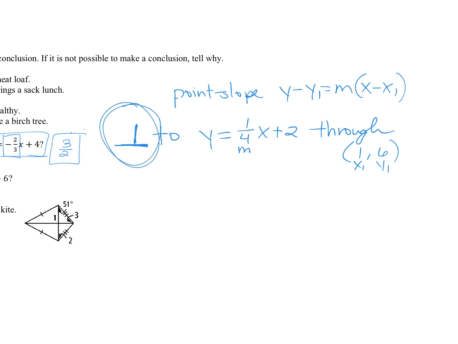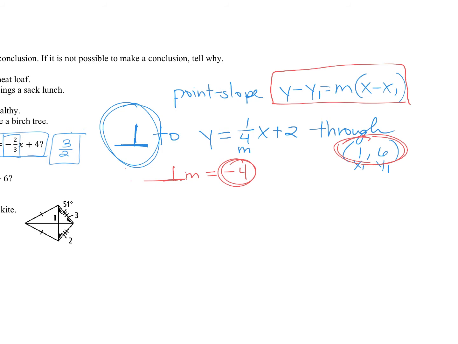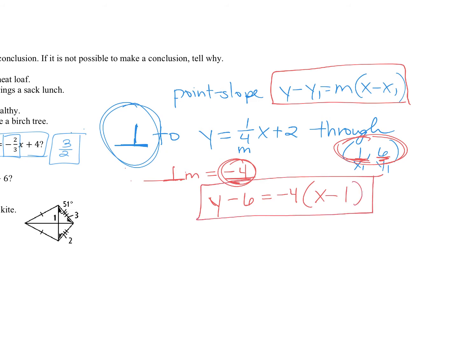What is perpendicular to a slope of 1/4? -4. Okay, so your perpendicular slope is going to be -4. So you're going to use this and this to put it into point slope form, right? So it's going to be y minus your y value, y minus 6, equals perpendicular slope -4 times x minus your x value, which is 1. So that would be the equation of a line perpendicular to this line through that point.